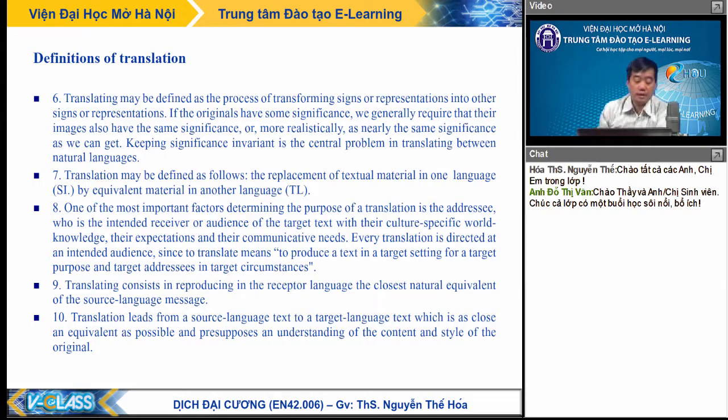And ten. Translation leads from a source language text to a target language text which is as close and equivalent as possible and presupposes an understanding of the content and style of the original. In this case, it means that we have to keep the content and the style of the original of the writer.